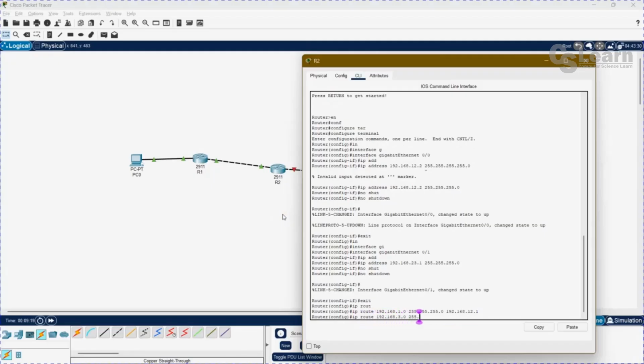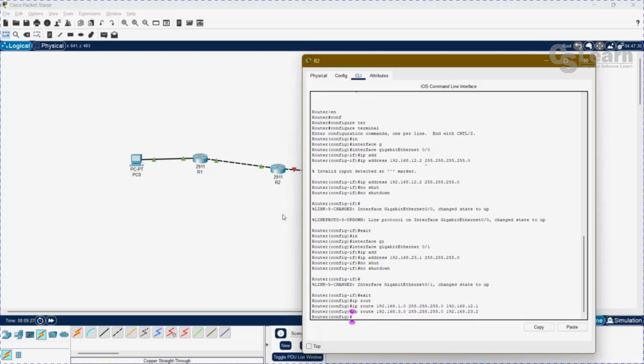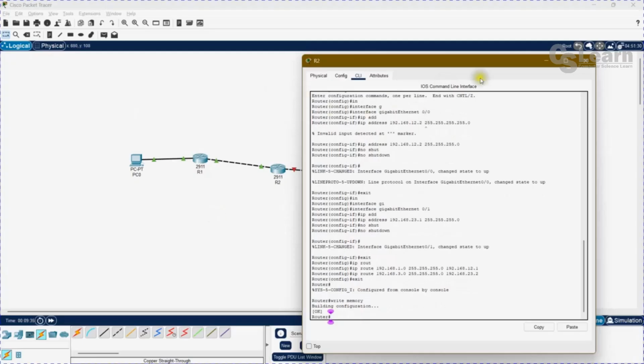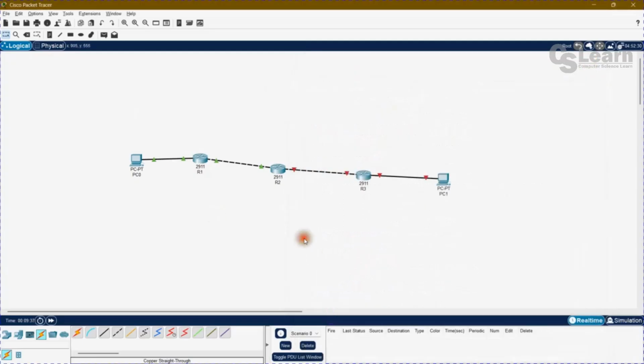And the next one, IP route 192.168.3.0, 255.255.255.0, 192.168.3.2. Okay, so right, that's it. So we configured it, but it is not changed. Okay, so right now we configured it. So right now go with the third router.